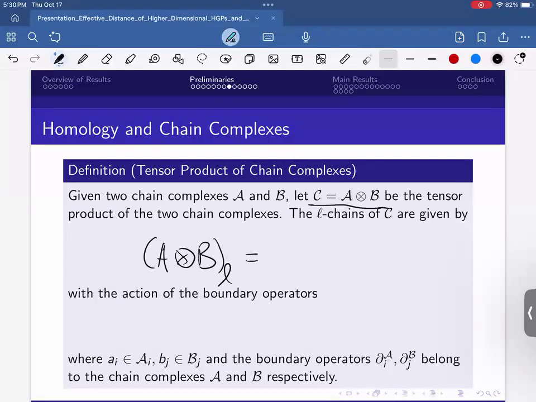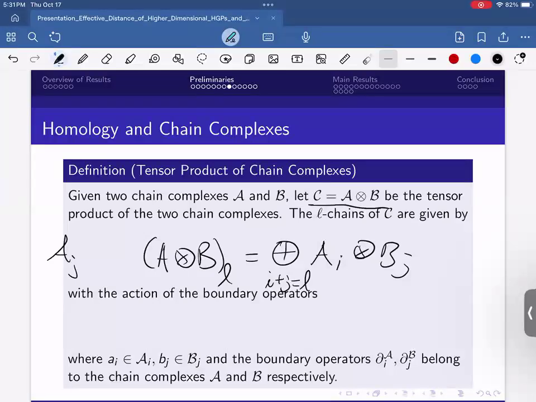So just previously we had this A_J and so on. So this is A tensor B, whose L chains are given by the direct sum over I plus J equals L of A_I tensor B_J. So it's just the direct sum of a few different vector spaces that are individually tensor producted together.